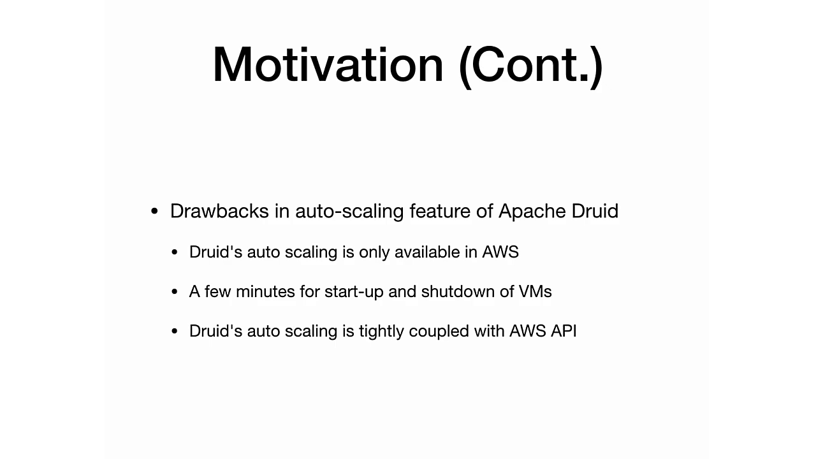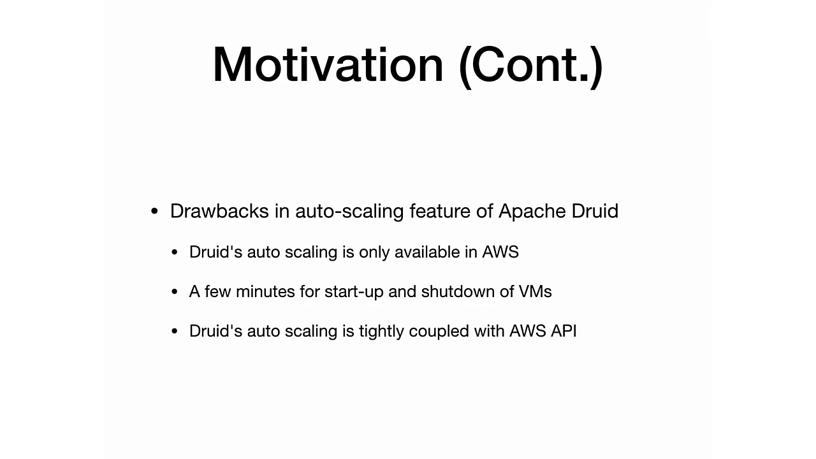Second, a few minutes for startup and shutdown on VMs. What I mean is that AWS EC2 is an instance of virtual machine, so the startup is much slower than Docker container. For the virtual machine, a few minutes are required for startup and termination. However, Docker-based container is very lightweight, so it requires a few seconds.